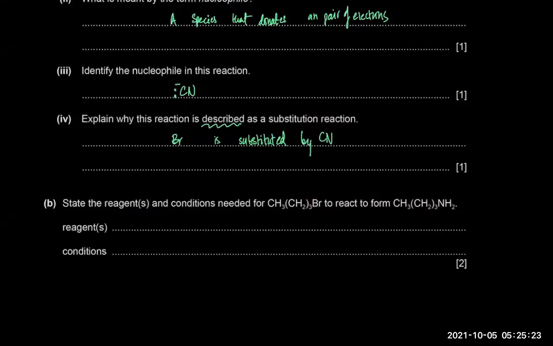You need ammonia, that's the reagent. If you remember, it was either in a sealed tube and heat, or ammonia and ethanol and heat under reflux. So you can just say heat in a sealed tube. Here the ammonia acts as the nucleophile and it replaces the bromine.